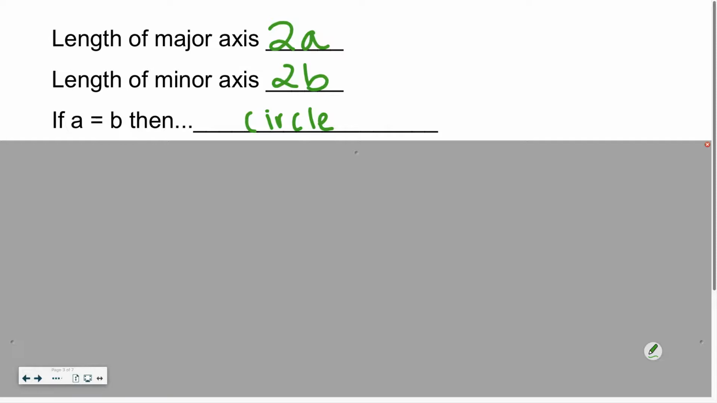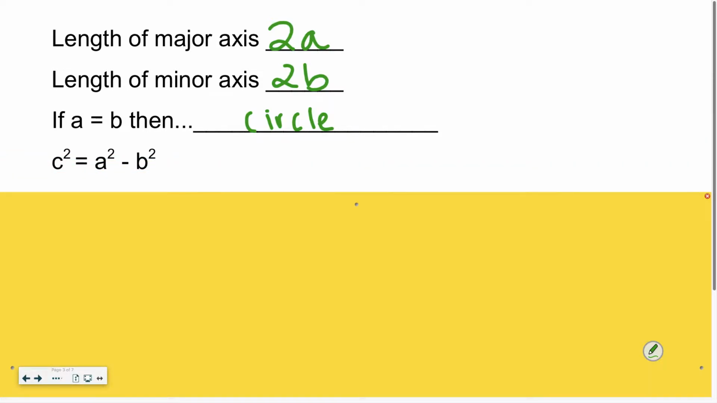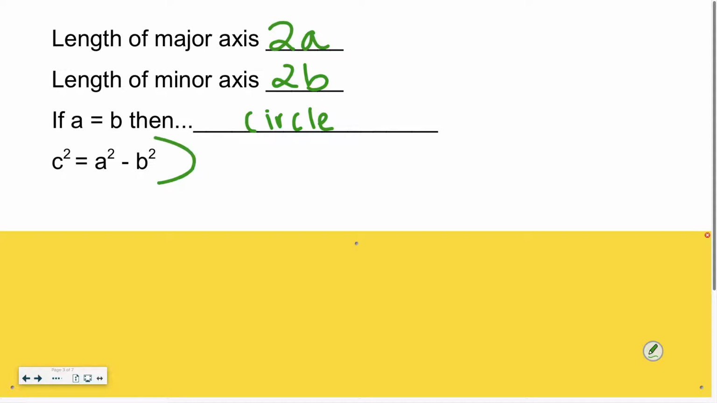Okay? Now, we've been talking about that the foci are c away from our center. Let's actually talk about how to find c. c squared equals a squared minus b squared. Okay. If we had a circle, c would equal 0. Okay, and our foci would come all the way to the center.